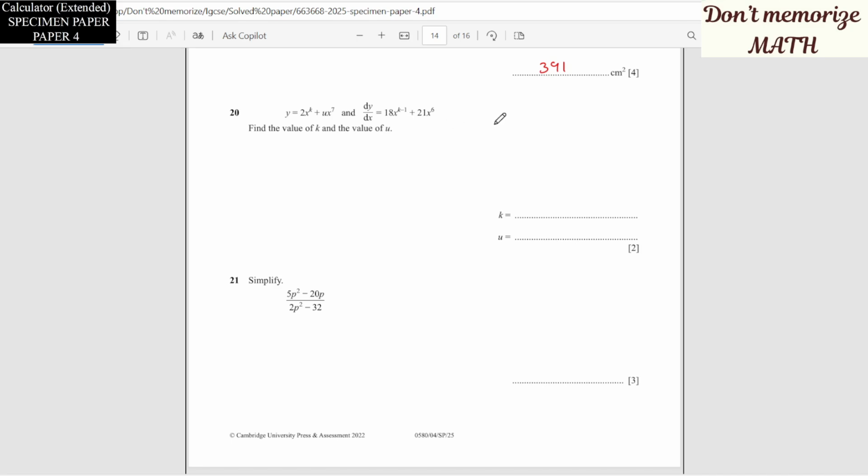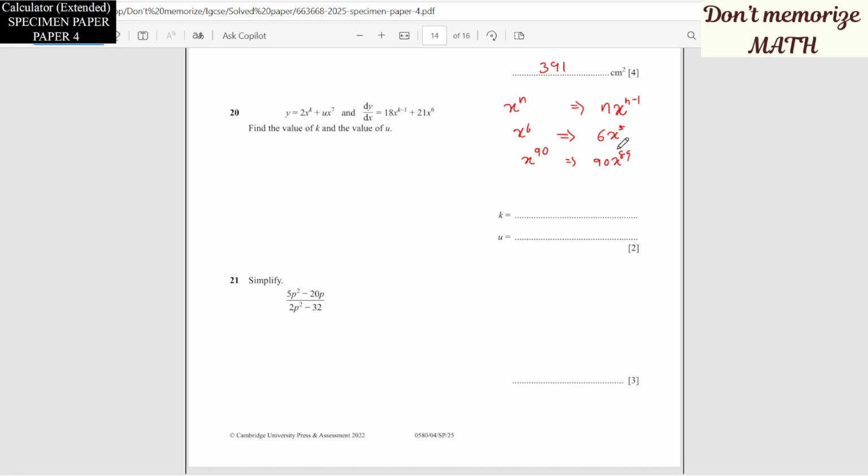For differentiation, you should know, if you are differentiating x raised to n, dy over dx of x raised to n will be n x raised to n minus 1. Suppose you have x raised to 6, the differentiation will be 6x raised to 6 minus 1, which becomes 5. If it is x raised to 90, it will be 90x raised to 90 minus 1, which is 89. This one is very, very important, and if you have a constant, the differentiation will be 0.